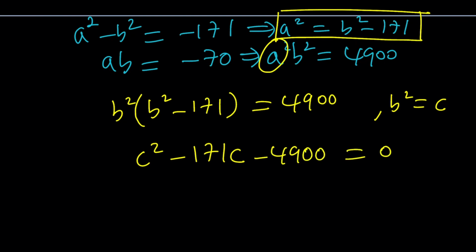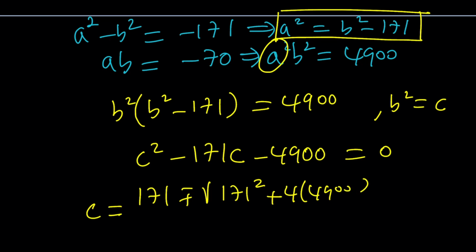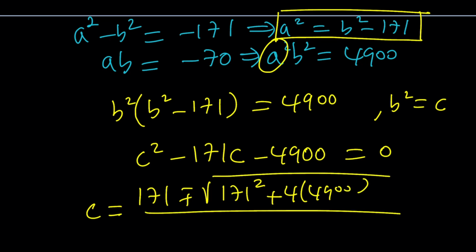And at this point, I need to use the quadratic formula. That's going to be a little challenging, but it's not too hard. By using the quadratic formula, we're going to get negative b plus minus the square root of b squared. That's a big number. Minus 4ac, that's going to give us a plus sign. So here's the challenge. If you can simplify this, you're going to find c, but c is b squared. You have to square root it, so on and so forth.